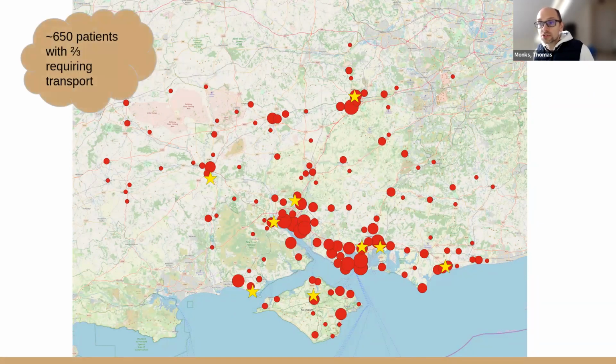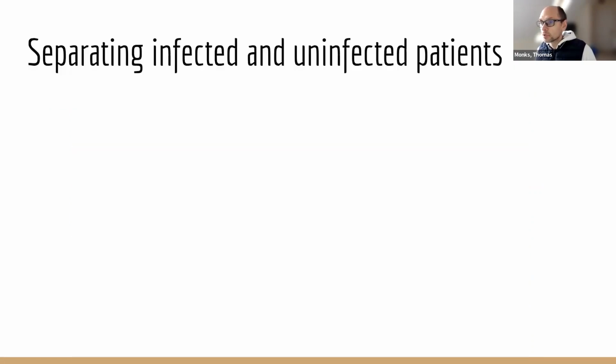Overall, there were about 650 patients in this population. That remains fairly static over time. About two thirds of those vulnerable patients require some form of transport to be provided for them, typically through the ambulance service, the South Central Ambulance Service. So the plan here was to figure out how to separate infected and uninfected patients in a way that the service could still deliver the same level of service to patients.